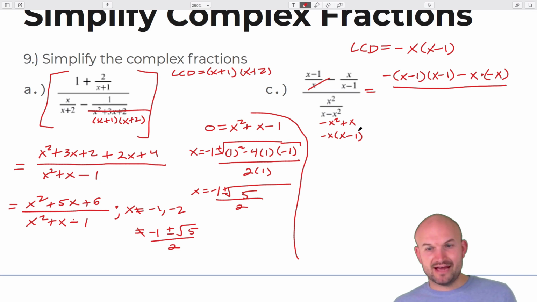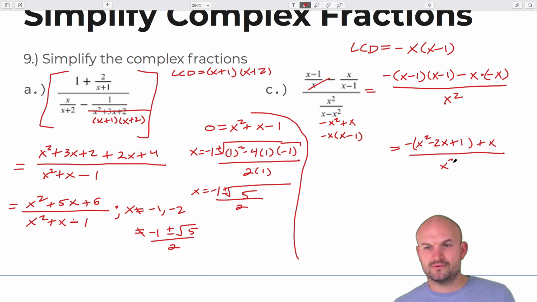Over here, everything divides out and leaves me just with an x squared. This is because it's going to produce a perfect square trinomial, which is going to be x squared minus 2x plus 1. Negative x times negative x is going to be a positive x squared. Now, all over x squared.